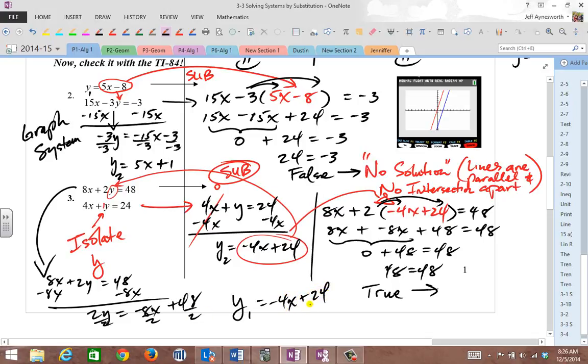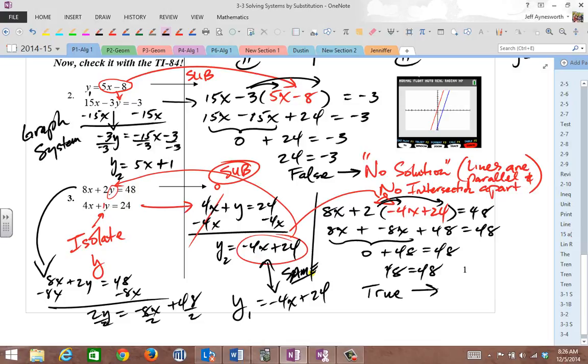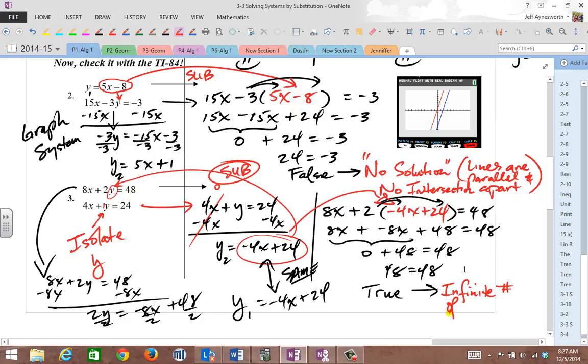Holy cow, look at this. They're the same equations. And if they're the same equations, that means they are the same lines. And if they're the same lines, my friends, they overlap everywhere. That's why this system has an infinite number of solutions, because they intersect everywhere, they're the same lines. So we respond by saying an infinite number of solutions, or you can say infinitely many.